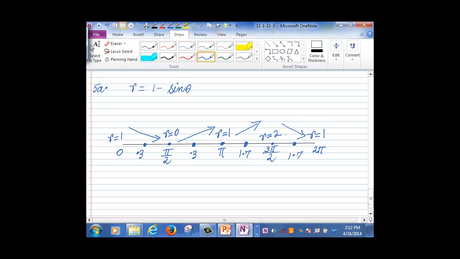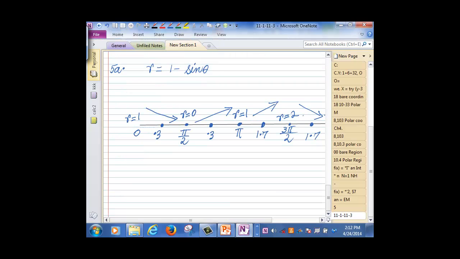Why don't you guys use this and sketch it yourself right now? And in the meantime, let me find my polar coordinates page.